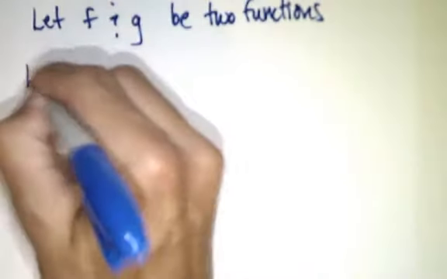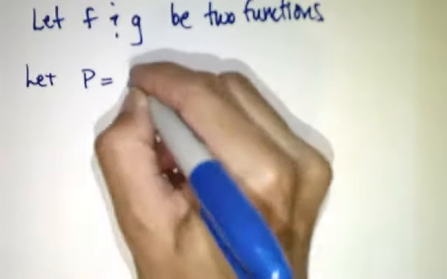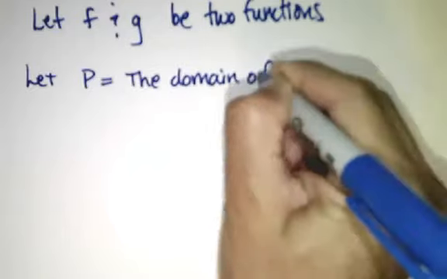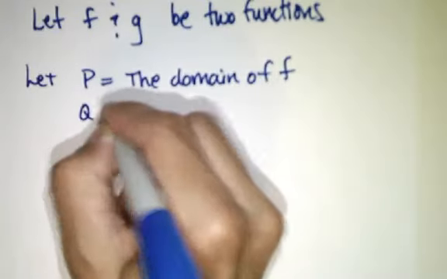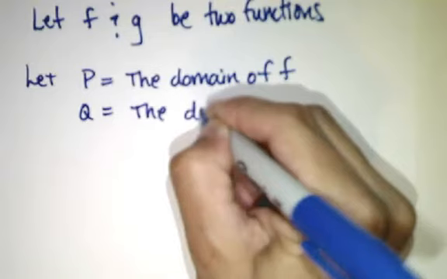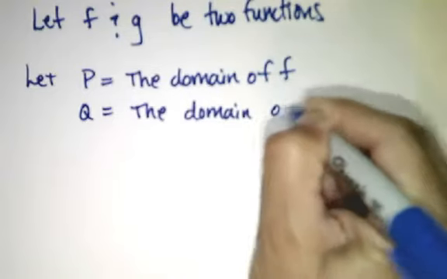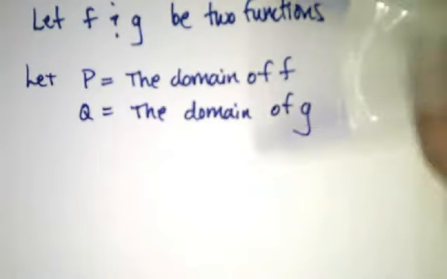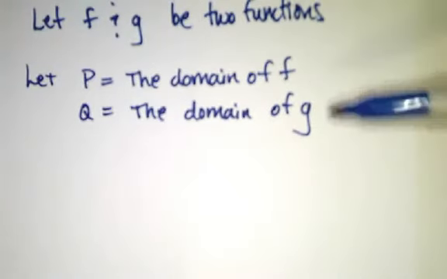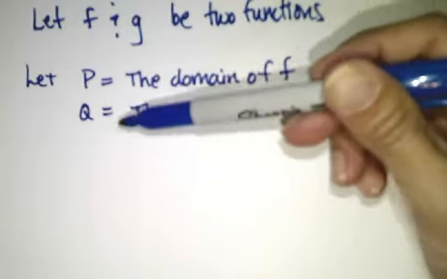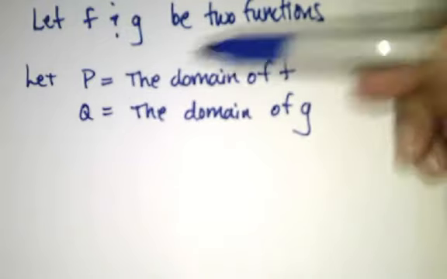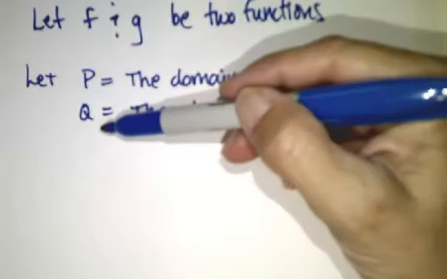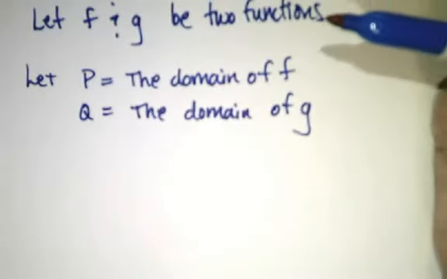And we are also going to let p be equal to the domain of f and q equals the domain of g. So I don't know what is in those domains for these particular functions, but we're just going to call it p and q respectively. Okay, so p contains all the elements that I can legally plug into f, and q contains all the elements I can legally plug into g.